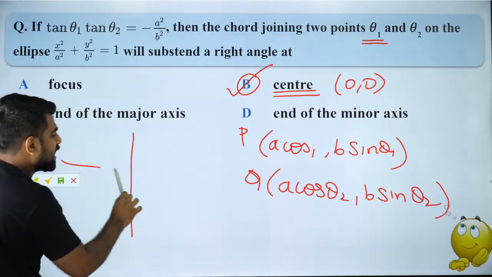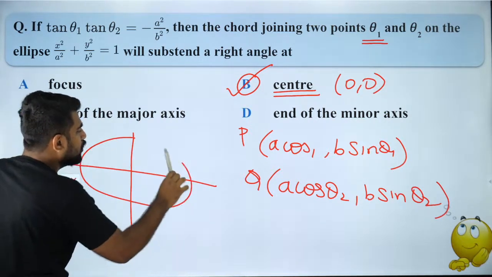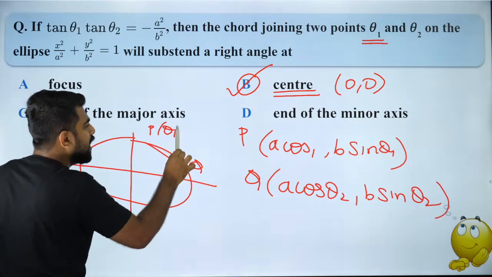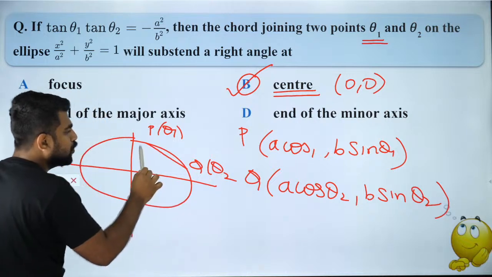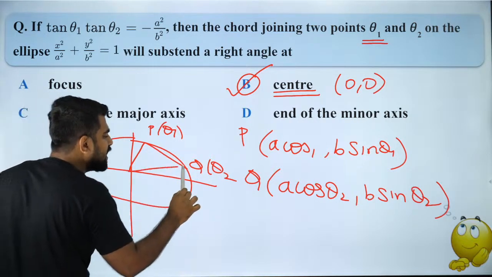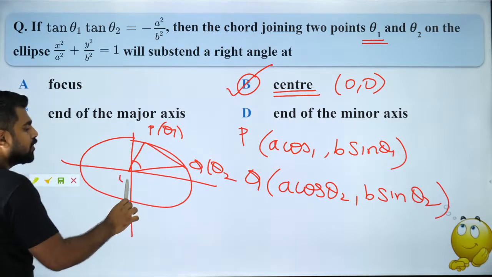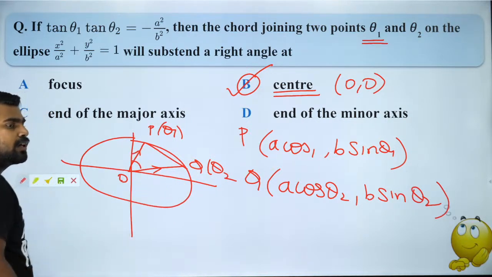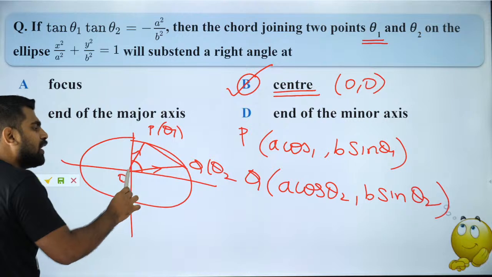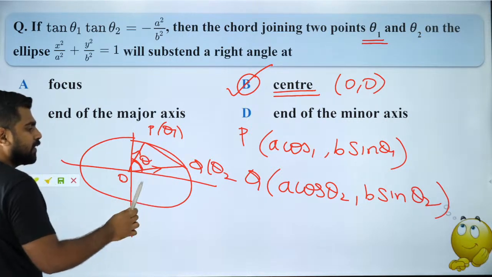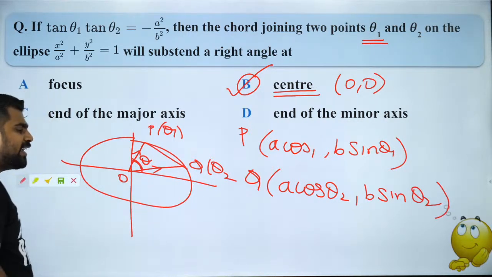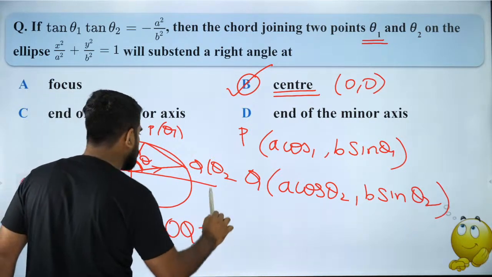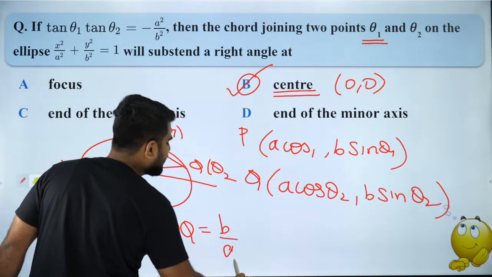So let's draw a figure and understand what is happening. We have 2 points, let's say P and Q. This is theta 1, the eccentric angle, and this is theta 2. Now I want to understand what angle they subtend at the center. So I want to find the slope of OP and the slope of OQ, because through the slope of these 2 lines I can get this angle. Don't you all agree? So I will find the slope of OQ. That is going to be (b/a) tan theta 2.